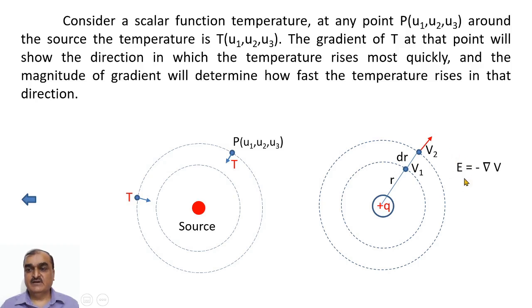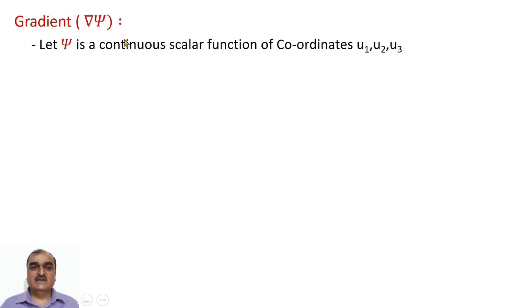That electric field vector E is equal to minus del V. This is the gradient of V, which is a scalar function, and this is the negative gradient of V. The negative sign is there because along the direction of the electric field the potential decreases. Therefore, minus del V. Let us derive the expression for gradient.